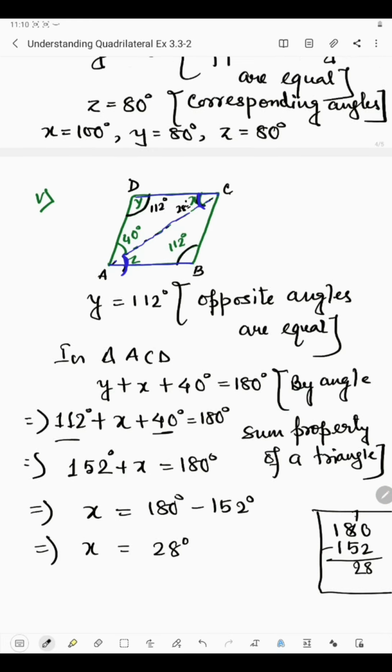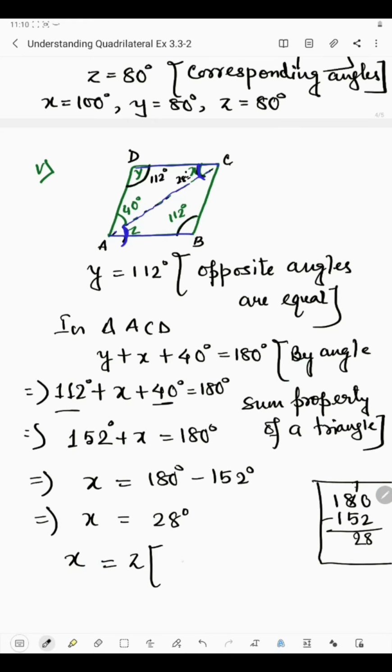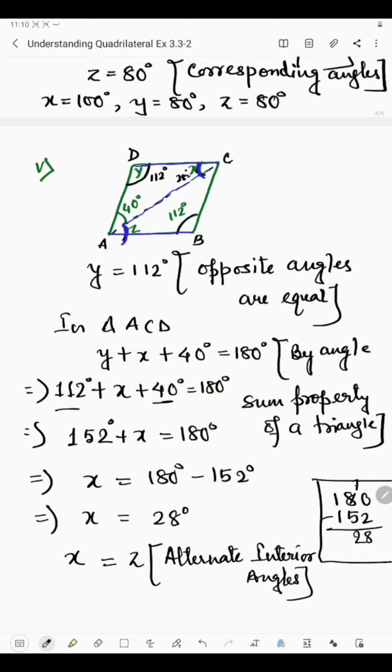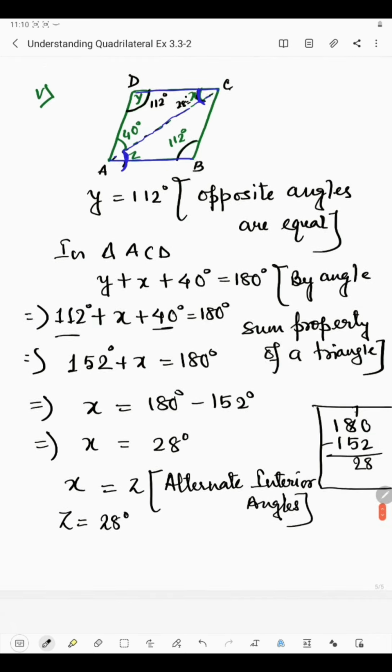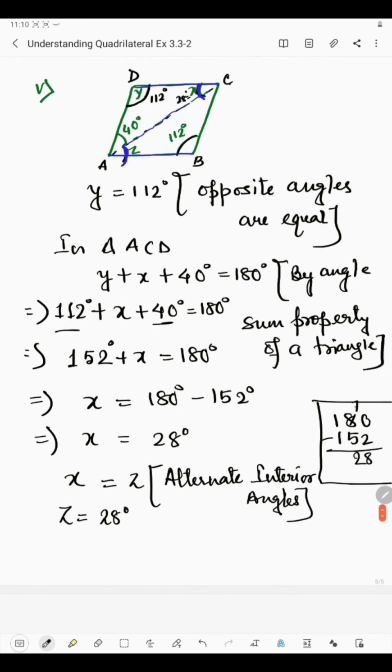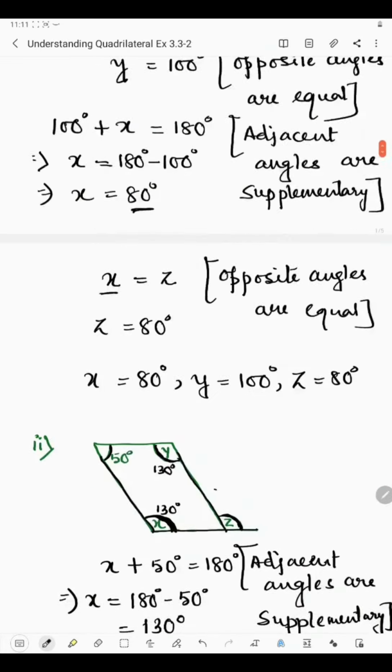So we'll write angle X will be equal to angle Z, as these are alternate interior angles. Okay. So if angle X is 28 degree, Z also will be 28 degree. Okay. So we have got the value of X, Y and Z. So X is 28 degree, Y is 112 degree and Z is 28 degree. Okay. So this was all about question number 2. Thank you, students.